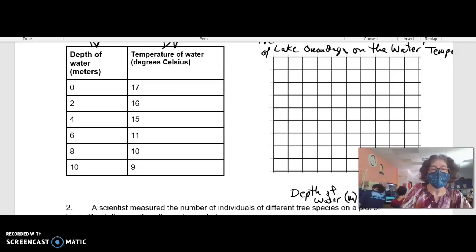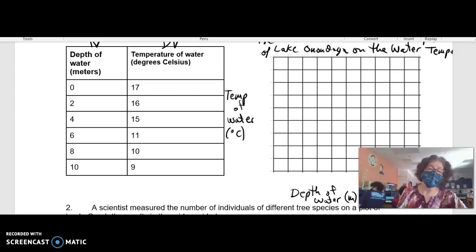Over here is where you put the DV. So temperature of water, degrees Celsius goes there. Okay. And again, I'm leaving lots of room so that I can put my scale there. Now, figuring out the scale seems to have been the most difficult part of this for all of you. Both classes had a really, really tough time with this. So let's make sure we understand what we're doing.